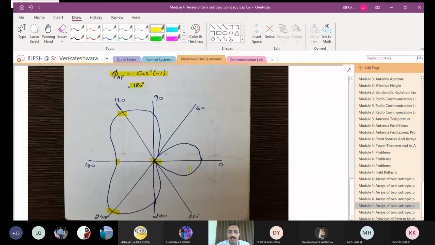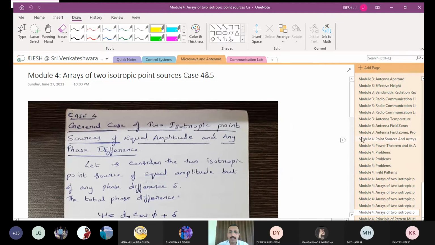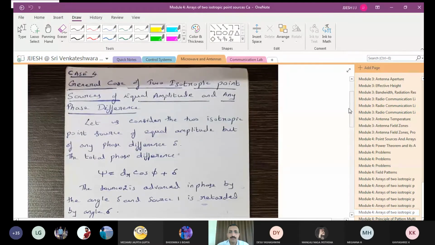So this is how you are going to get the pattern for case 3. Now we will just move on with case 4. Case 4, we can say, is a general case of two isotropic point sources of equal amplitude and any phase difference. Okay. So this is case 4, where you are going to see two isotropic point sources of equal amplitude and any phase difference.